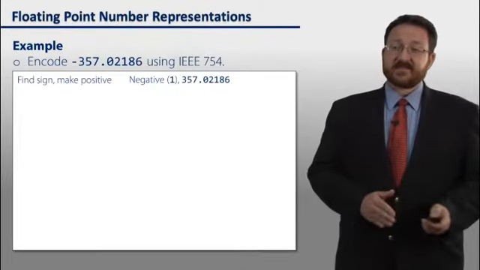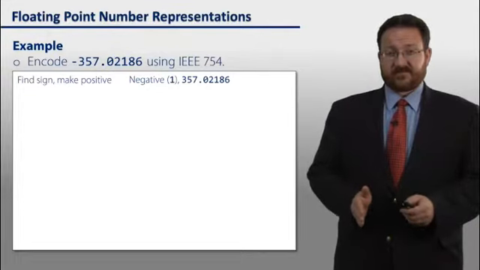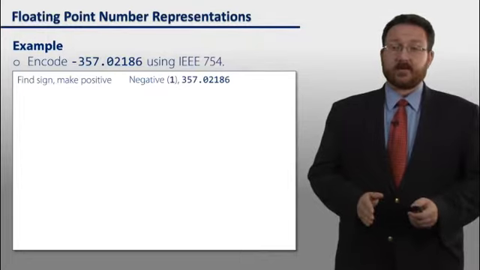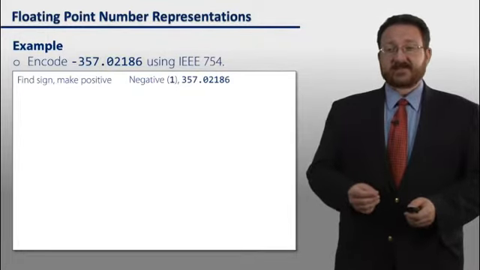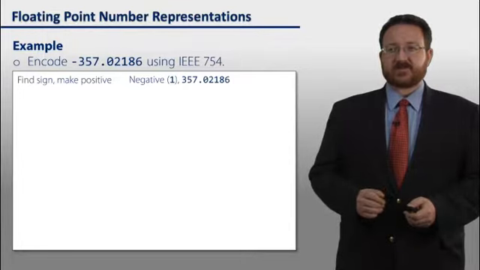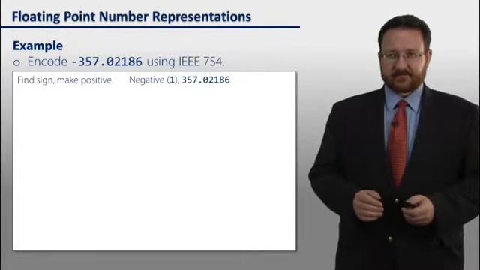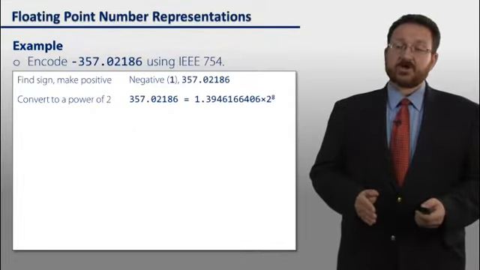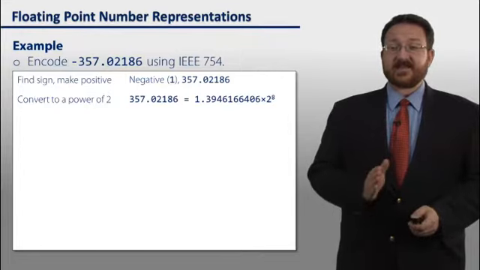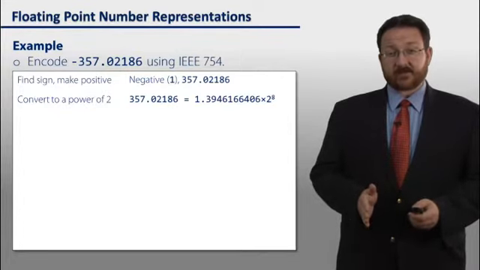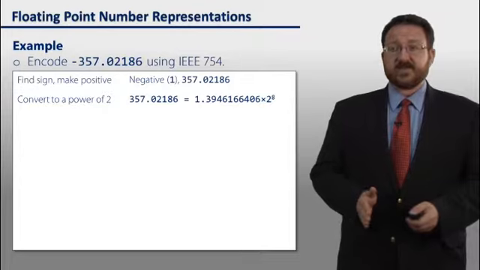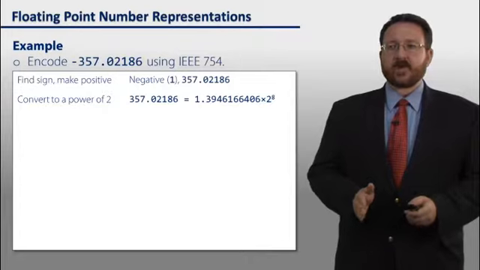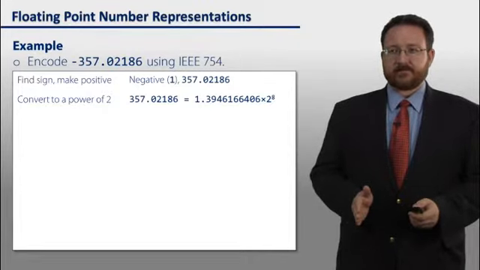So let's encode this example using the IEEE 754 encoding. The first thing to do is to understand that the sign is a 1. It's negative. So we take that sign bit off and then we represent the positive number, 357.02186. The next step is to convert that to a power of 2. So I find the largest power of 2 that when I divide it, I get a leading 1 for that number. That power of 2 is 2 to the 8th, or 256. So when I take 357.02186 and I divide it by 256, I get 1.3946, and so on.